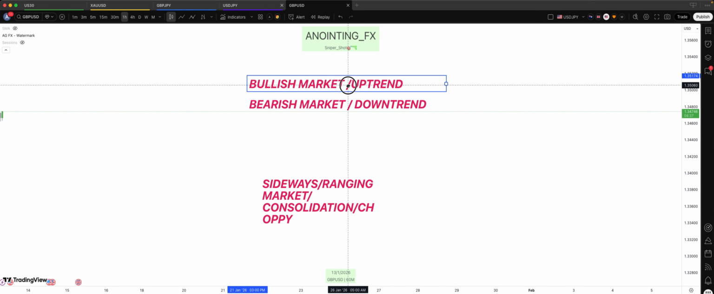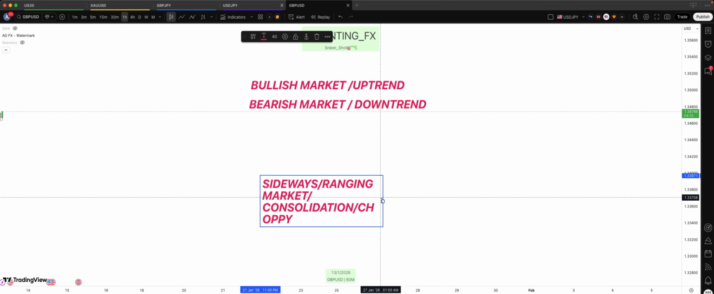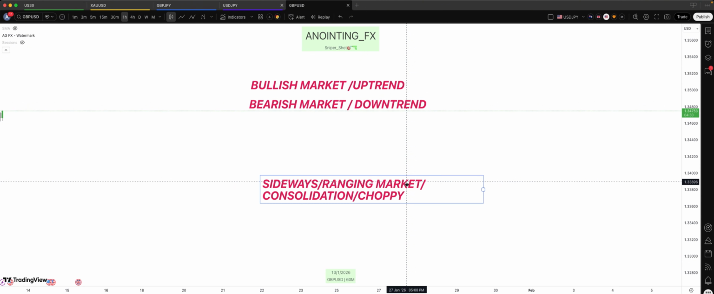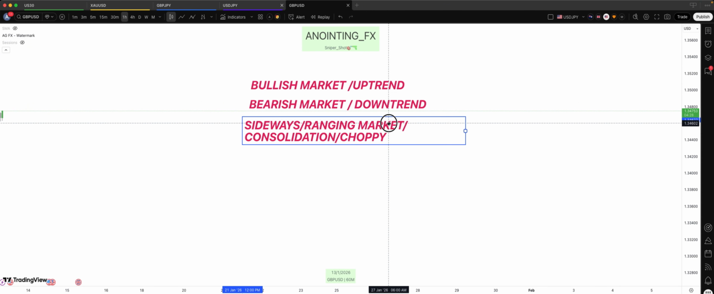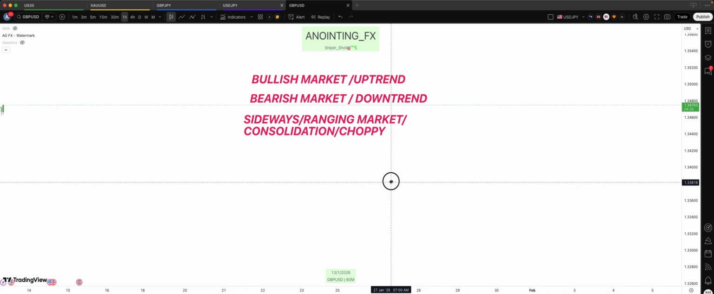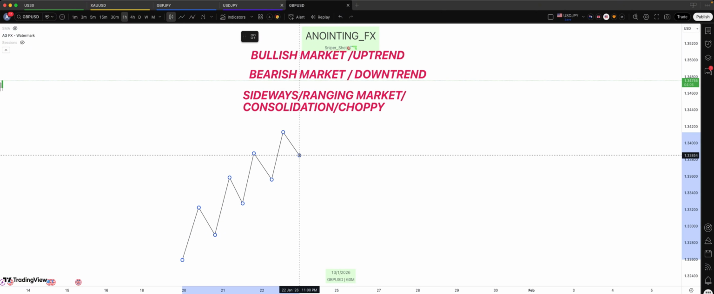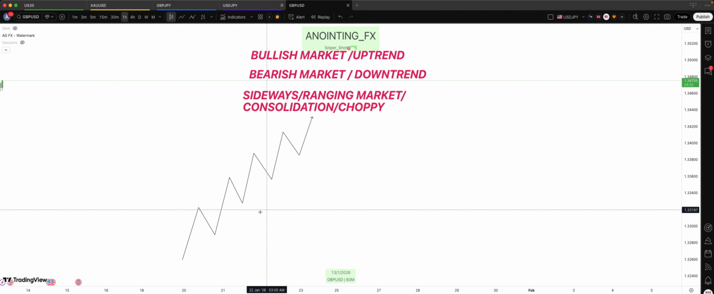If you get to understand these market structures, it is very easy to trade a market because at each time in the market, you know what is happening. For the bullish market, we want to see price going to the upside like this, forming a series of higher highs and higher lows. This is what we want to see. This is what actually happens in the market.